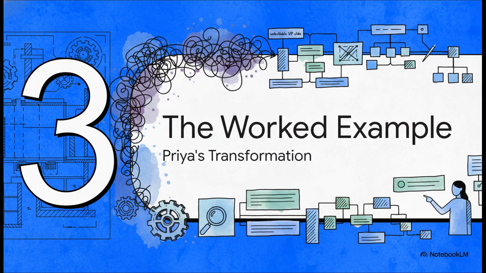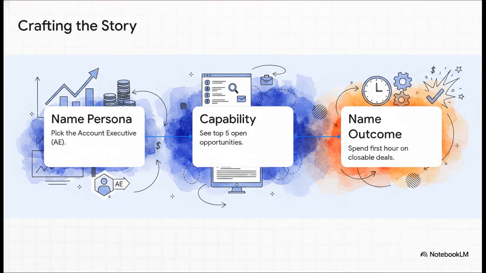Section 3, the worked example. Let's look at Priya's transformation. Let's bring this all into the real world. We've got Priya, our senior forward-deployed engineer, and she is incredibly methodical. She takes Jordan's wild VP request and walks Chen through the transformation into a precise spec.